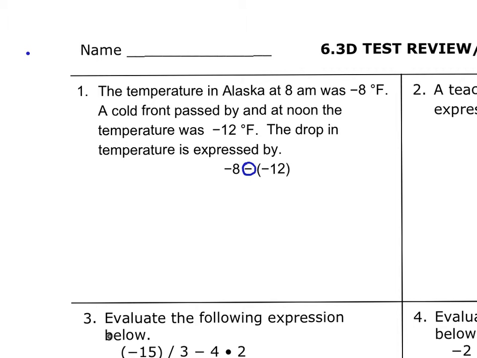So for subtraction problems, we rewrite as addition by keeping the negative 8, changing the subtraction to addition. This negative 12, the opposite of negative 12 is positive 12. Okay? After I do that, remember we're going to follow the rules for addition. My signs are different, which means I'm going to have to do 12 minus 8. 12 minus 8 is 4. And I keep the sign of my larger number. So my answer would be 4.